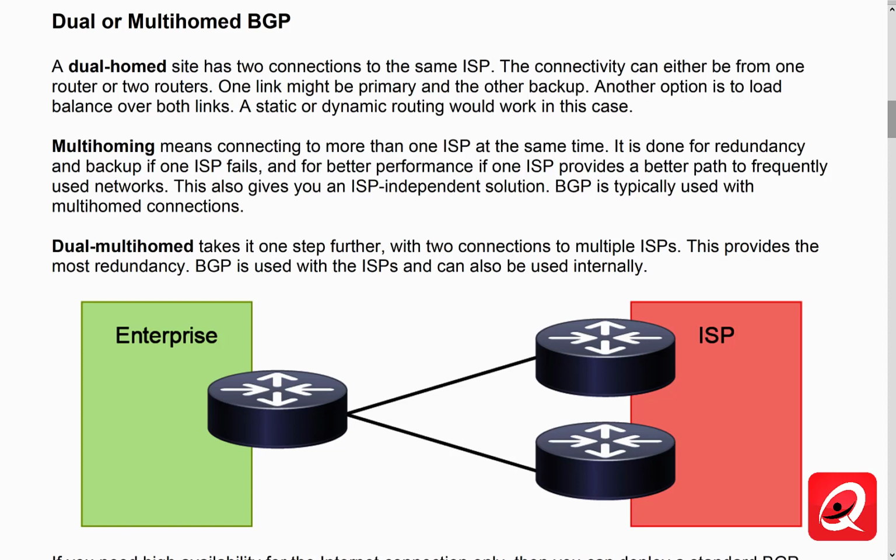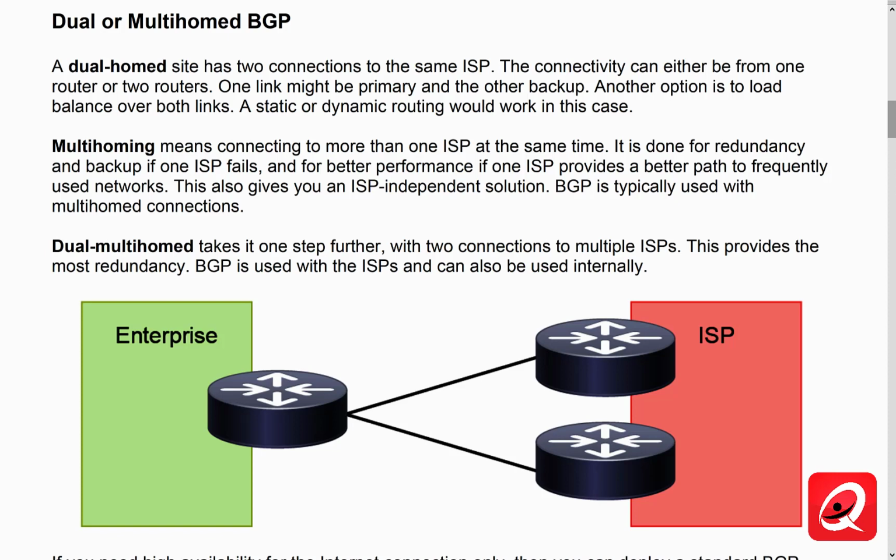We can have this for redundancy. We can have this for possibly choosing a better optimal path, if one ISP is originating some prefixes and the other ISP has access to those prefixes but is not originating them. So we can choose a better path in that case. But it also gives us an ISP independent solution.